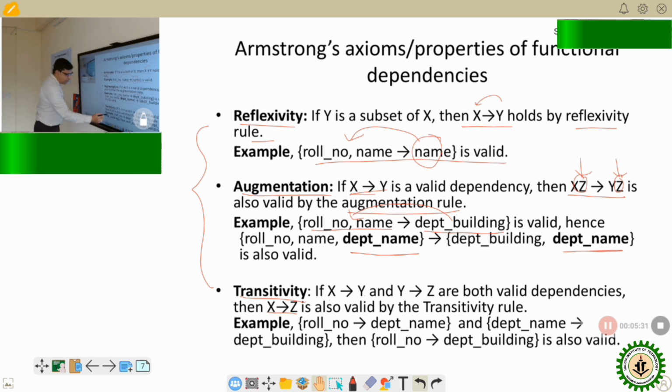So next let us consider an example, roll number and department name, and department name and department building. So we can say that roll number determines department building, that means department building depends on the roll number. So X arrow Y and Y arrow Z, if both are valid, then we can say X arrow Z is a functional dependency.